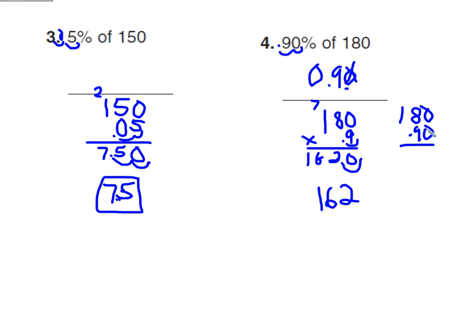I'd get the same thing here. I'd get 16,200. I'd have that extra 0 on the end, and then I'd move this over once, twice: 162. So 162 is 90% of 180. And 160 is pretty close to 180. It's 10%, a little bit less, so it makes sense. All right.